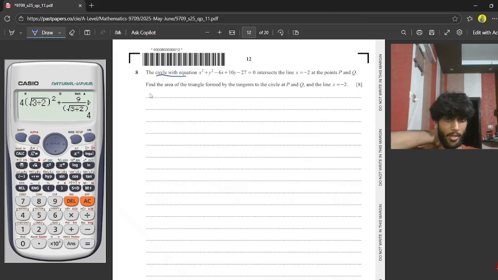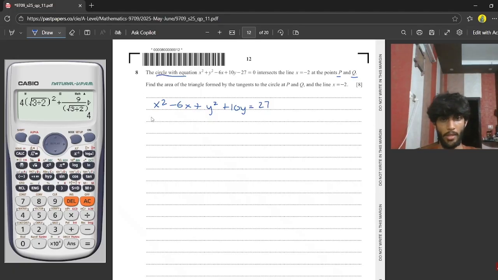I'm going to find out what the radius of the circle is, and then I'm going to find out what the points P and Q are so I can get myself a diagram using coordinate geometry. Okay, we got a circle equation, so let's bring this into its other form. So this is going to be x squared minus 6x plus y squared plus 10y equals 27. And now we can start factorizing it.